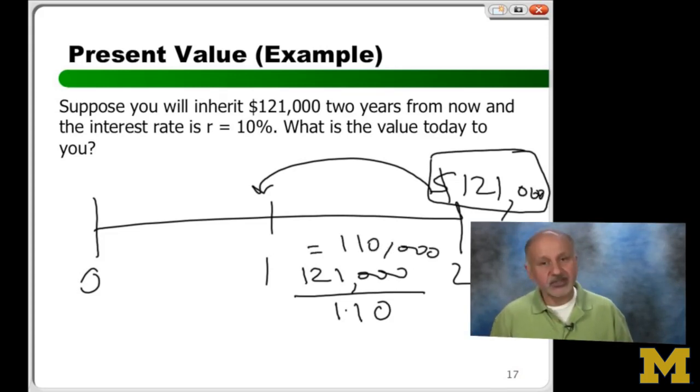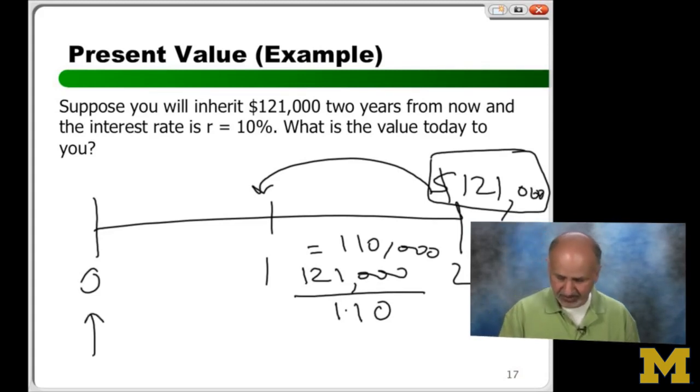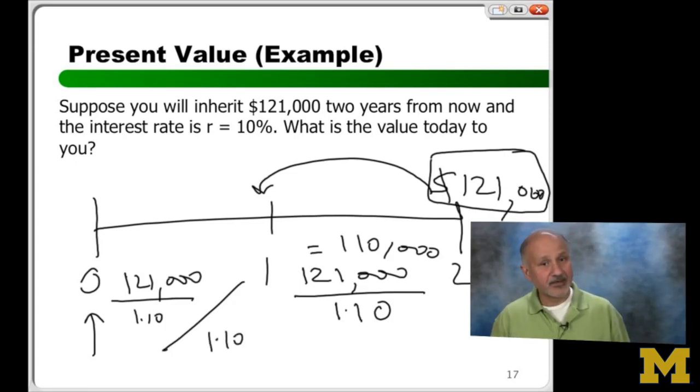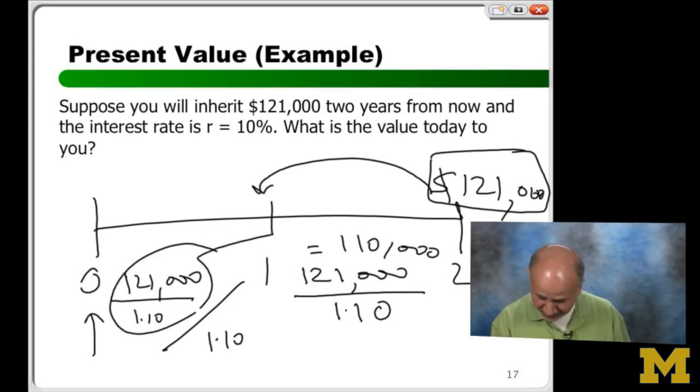110,000. But that's not what I'm asking you. I'm not asking you what is the value of the $121,000 inheritance 1 year from now. I'm asking you today. So what do you do? You take 121,000 divided by 1.1 and then I divide it again by 1.1, right? So how much does that become? I know this guy is 110 and I know how to divide 110 by 1.1. The answer has to be 100,000.